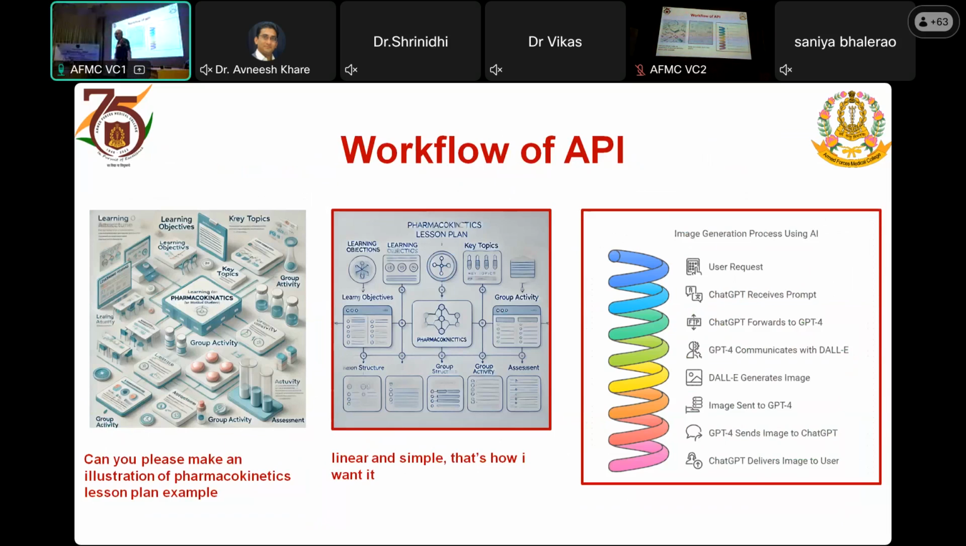Not APIs, right? So this information again, I took from ChatGPT, how they communicate, and put it into Napkin AI. Now Napkin AI told me that when we give a prompt, ChatGPT receives it and forwards it to GPT-4, GPT-4 sends it to DALL-E, DALL-E generates the image, which is sent back to GPT-4, and then it comes to me through ChatGPT. So this is how APIs would work.